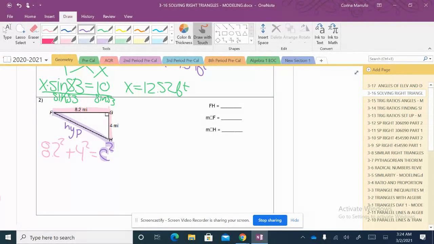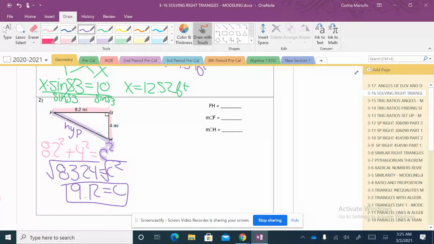So let me see, 8.2 squared plus 4 squared, that gives us 83.24. Well, that's c squared, and we're solving for c because we don't know what it is just yet. So we're going to go ahead and take the square root of 83.24. That gives us 9.12, and that is my hypotenuse. Okay. So I'm going to go ahead and put that up there. Now my hypotenuse is FH, so on FH I'm going to put 9.12, and my units are miles.